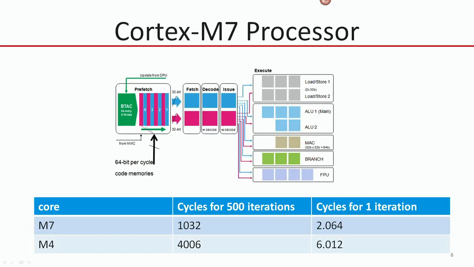So together we have the dual issue pipeline and the branch target address cache, which if we compare the number of cycles taken for a typical loop on the M4 and the M7, we can see that the number of actual cycles is greatly reduced for the same C code. You just compile it for M4 and it will take over 4,000 cycles, but the same C code compiled for the M7 is just over 1,000 cycles.